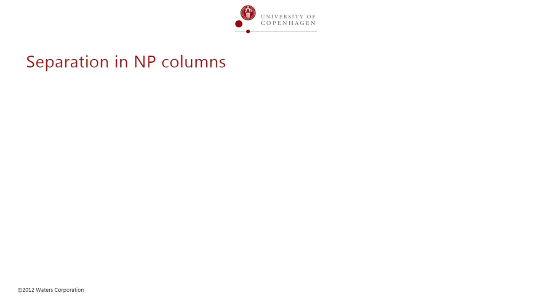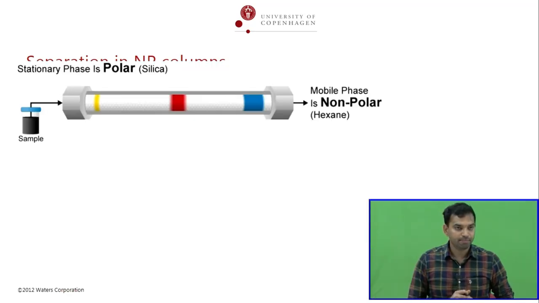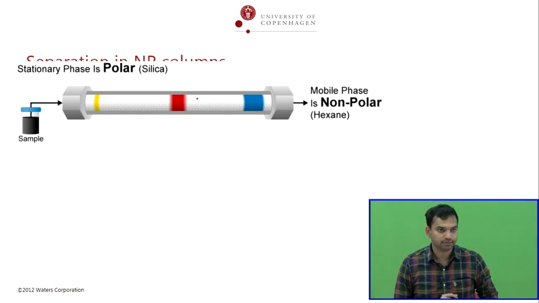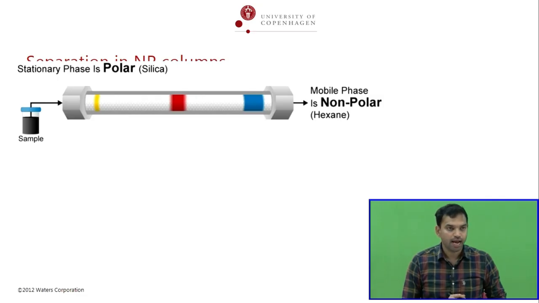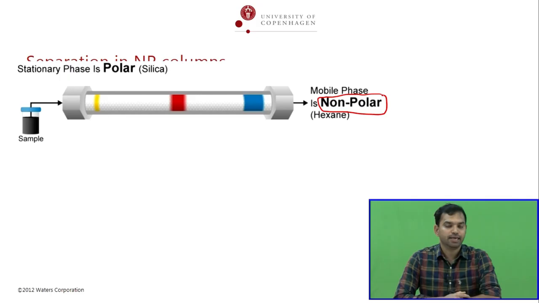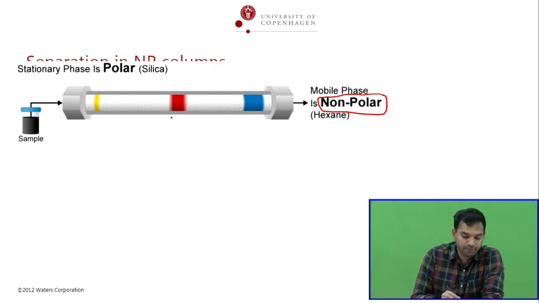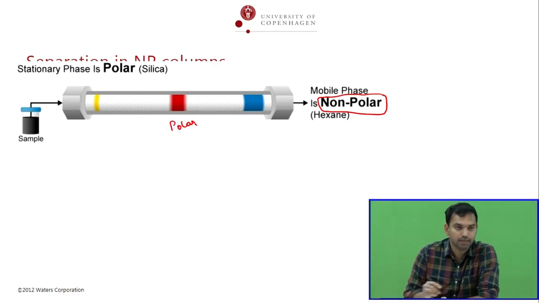Okay. How does the separation take place in normal phase chromatography? I have a sample that contains 3 different analytes, right? And the mobile phase here we have to use is non-polar. We are not using a polar mobile phase. The stationary phase is polar, and the mobile phase is non-polar.